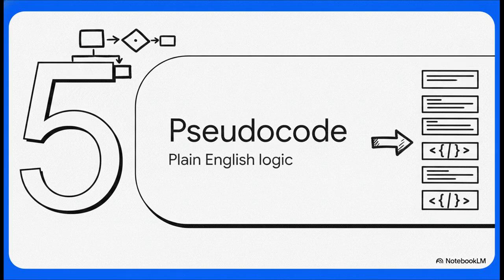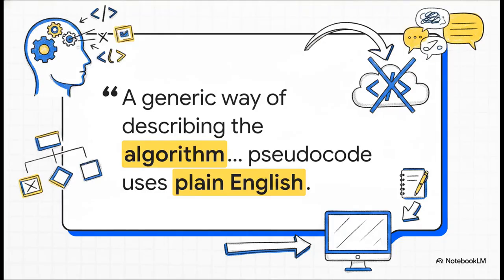Next up is Section 5, Pseudocode, the beauty of plain English logic. To put it perfectly, pseudocode is a generic way of describing the algorithm without needing any specific programming language notations. It literally just uses plain English. And this is brilliant because it makes your logic compact, highly readable, and so much easier to modify than trying to redraw an entire visual flowchart from scratch.